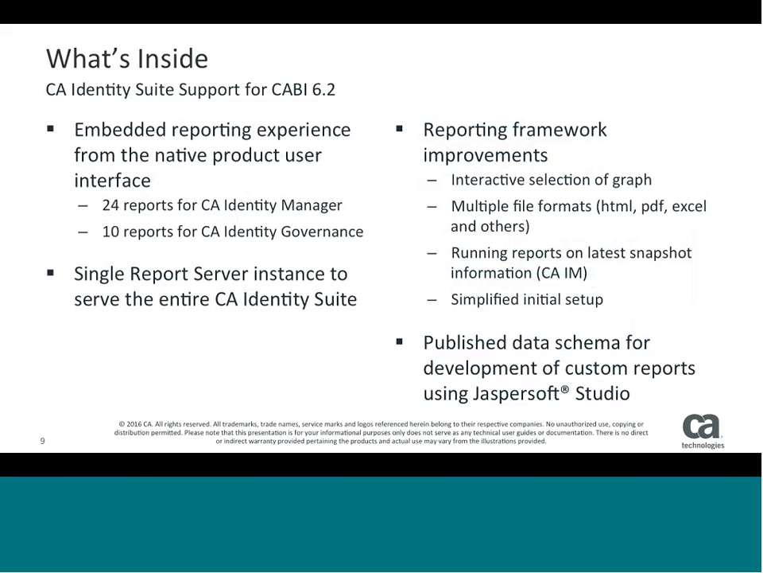Okay, so what's inside in terms of the CA Identity Suite support for CABI 6.2? The first item to mention is that we have taken all the existing reports that were implemented in CABI 4 and migrated all of them into CABI 6.2. So you have 24 out-of-the-box reports in Identity Manager, 10 out-of-the-box reports from Identity Governance, available with CABI 6.2 already at GA. The experience around that, and we'll see that in a demo in a bit, is a little bit more streamlined in terms of making it a little bit more embedded than it was before. So no external tabs that are being opened. It's all within a frame within the native user experience of Identity Manager and Identity Governance.